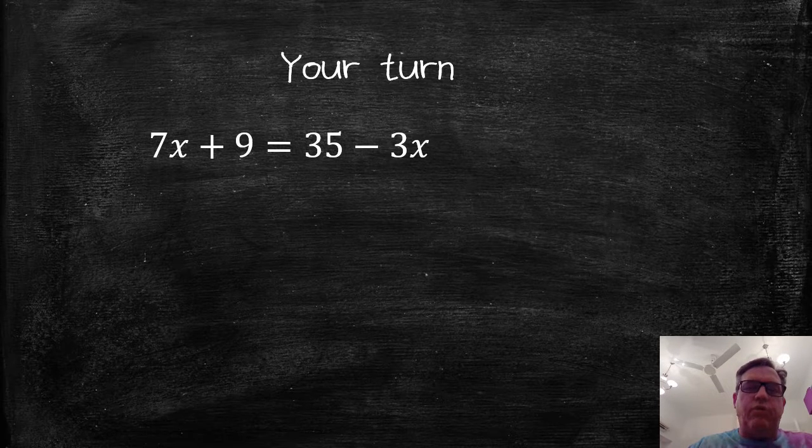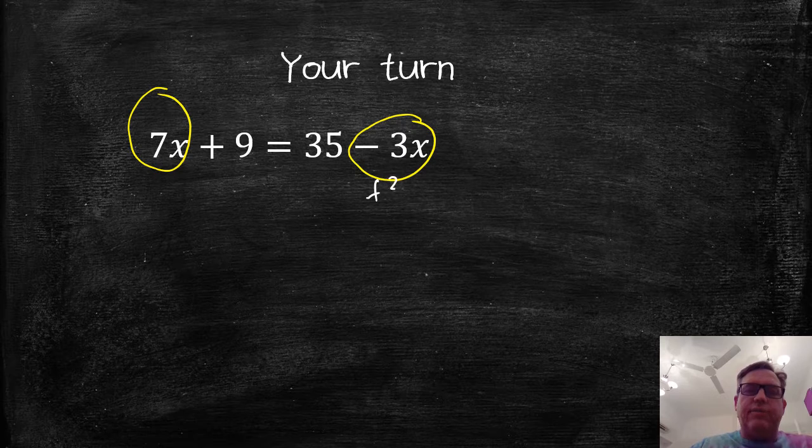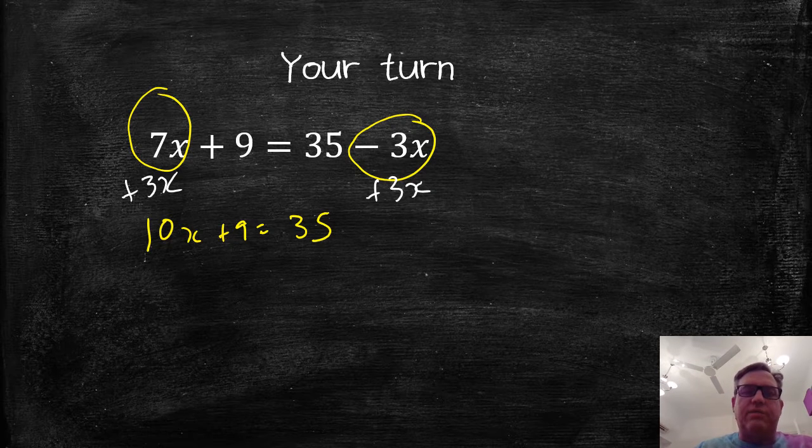Okay, so what are we going to move? On the right side, we have a minus 3x. On the left side, we have a positive 7x. So the smaller one is the 3x, so I'm going to add 3x to both sides. Again, you can do it the other way, but as you'll see, this way is a little bit tidier. So on the left, I have 10x plus 9. On the right, I have 35 because minus 3x plus 3x is 0. So my x's are together.